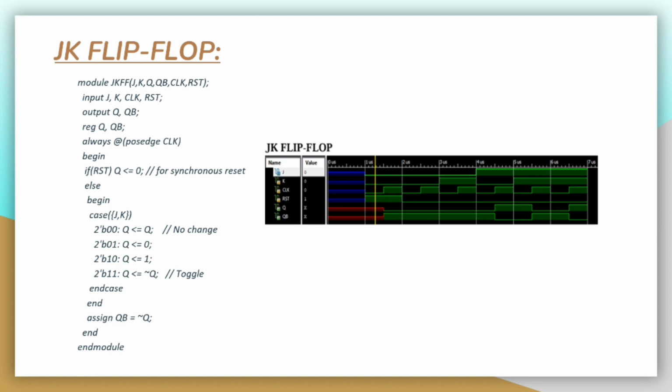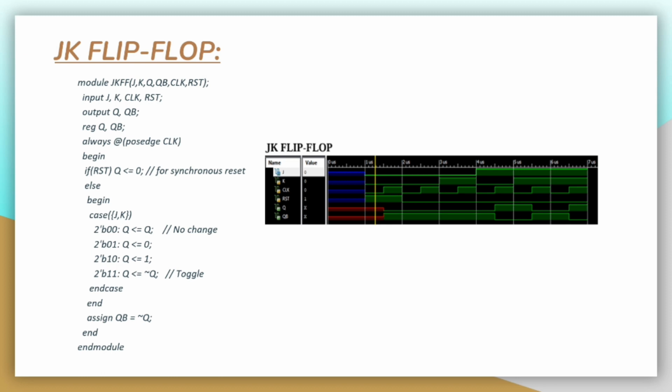In simple words, if J and K data inputs are different, that is high and low, then the output Q takes the value of J at the next clock edge. If J and K are both low, then no change occurs. If J and K are both high at the clock edge, then the output will toggle from one state to the other. JK flip-flop can function as set or reset flip-flops.